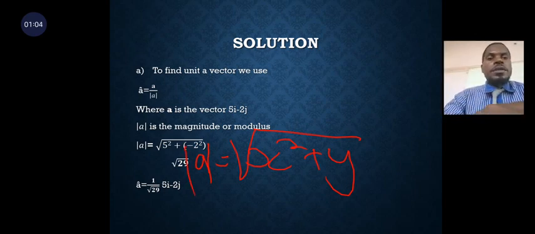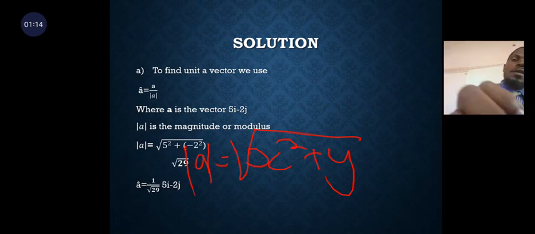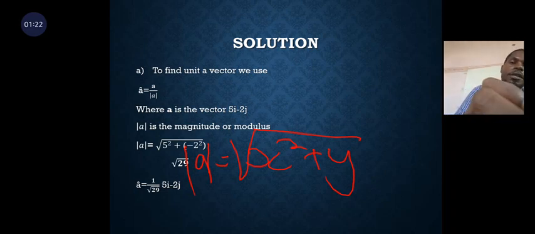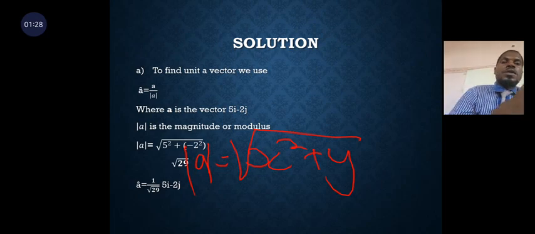So after substituting 5 and negative 2, you'll end up having positive 29. So finally you will have 1 over the square root of 29 times the vector 5i minus 2j. This is the final answer: the vector 5i minus 2j divided by its magnitude, the square root of 29.